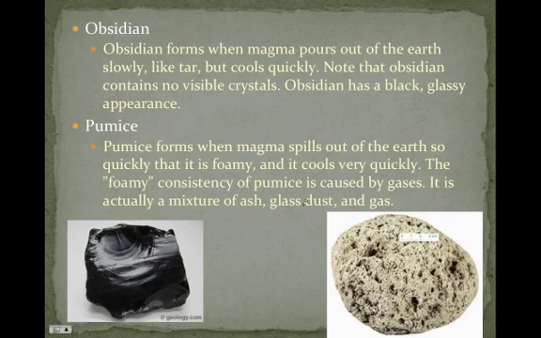Obsidian here on the left, pumice on the right. Pumice is actually a rock that can float, and it gets a foamy consistency because of all the gases that escape when it formed. Pumice is actually a mixture of ash, glass dust, and gas, and it forms very, very quickly, and so no crystals can form, and it almost looks glassy. But these two are both formed from volcanic eruptions. Now, if you go to Hawaii or some islands which are formed from volcanoes, you're going to see black sand. And that black sand is formed from obsidian broken down into sediments over time.